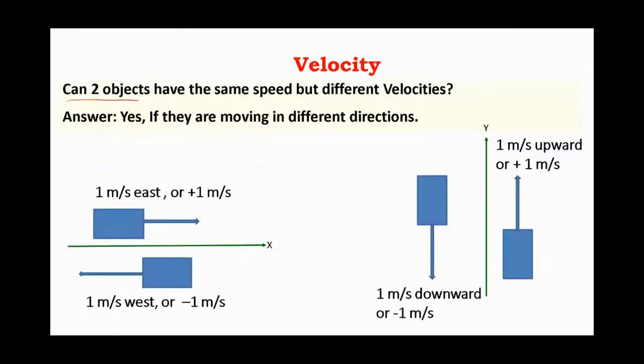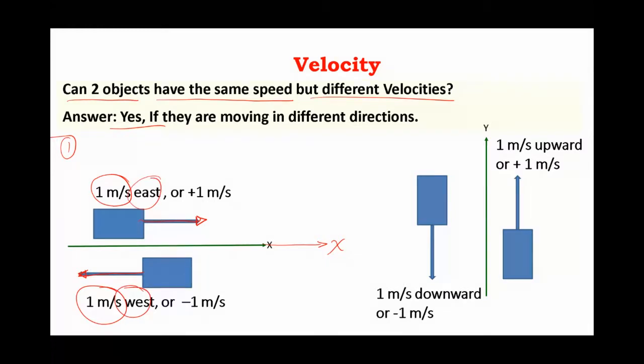Can two objects have the same speed but different velocities? Yes. Give me an example. Let's take example number one. Two objects are moving horizontally, أفقيا, on the x direction. One of them is moving to the right, in the direction of the positive x, and the other is moving to the left, in the direction of the negative x. They have the same speed, 1 meter per second, but one is moving to the east, the other to the west. So what about the velocity?